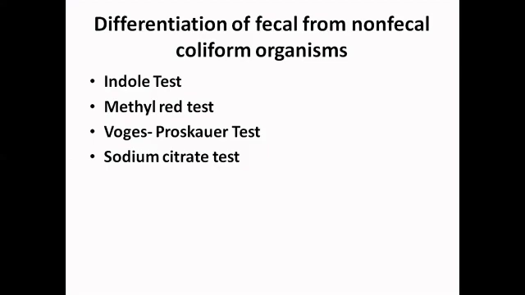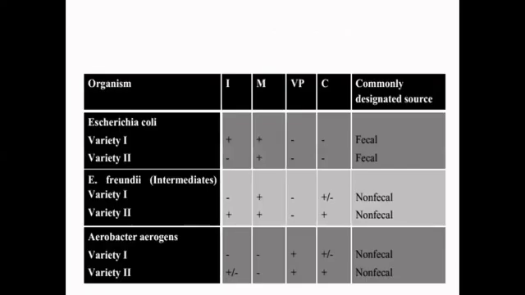Thus, Escherichia coli and Enterobacter aerogenes show exactly opposite IMViC reactions, as represented here. Escherichia coli variety 1 shows indole positive, methyl red positive, Voges-Proskauer negative, citrate negative. That is commonly designated as a fecal source of Escherichia coli. The next variation in Escherichia coli, seen recently, is indole negative, methyl red positive, Voges-Proskauer negative, and citrate negative. It is also a fecal source of Escherichia coli.